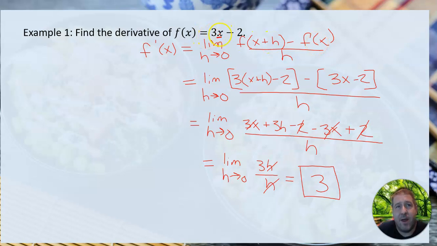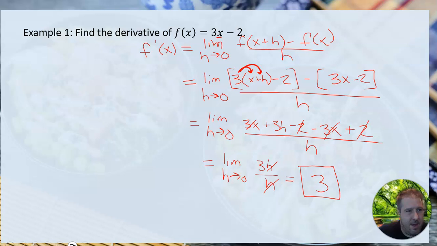And then we plug x right here in for x and get this. And then I'm going to do my distributing, 3 times x, 3 times h. And that's how I get to this line. And then I start crossing off things that can reduce it. So all the things that can cancel each other out. 3x minus 3x and negative 2 plus 2 cancel each other out. And you're left with just 3h over h. And of course, the h's cancel each other out because anything divided by itself is 1. And I'm left with just 3.